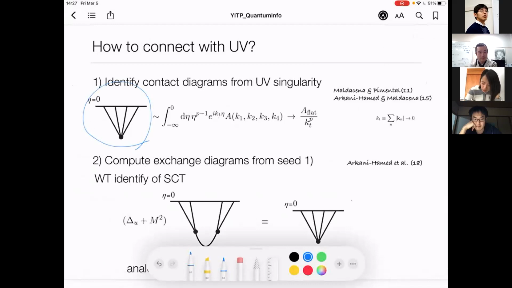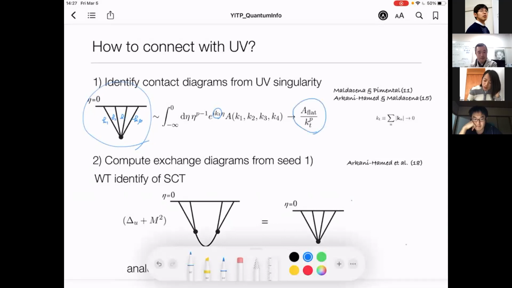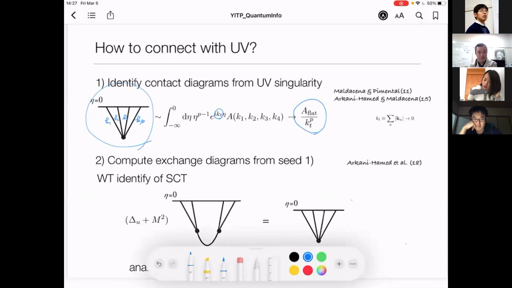So this KT is a summation of the 4 momenta, K1, K2, K3, K4. Since this is a cosmological correlator, this is a spatial Fourier mode. And the interesting thing is if you take the limit where the summation of all 4 momenta goes to 0, then this cosmological 4-point function is roughly given by this structure, where the amplitude is determined by the scattering amplitude in flat space times some pole structure of KT going to 0.